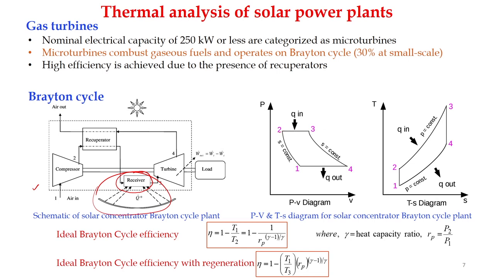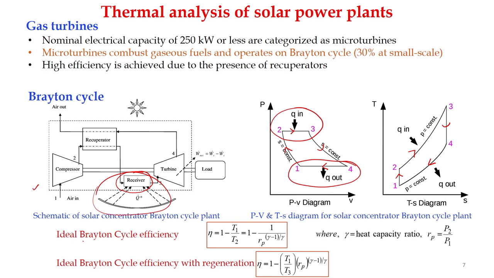As far as the Brayton cycle is concerned, it has two reversible isobars and two reversible adiabatic processes. Process 2 to 3 is the constant pressure heat addition, process 4 to 1 is the constant pressure heat rejection, process 3 to 4 is the reversible adiabatic expansion, and process 1 to 2 is the reversible adiabatic compression. Okay. So, the PV diagram looks something like this: 1 to 2 is the compression, 2 to 3 is the heat addition, 3 to 4 is the expansion, and then 4 to 1 is the heat rejection. And it looks something like this if we draw the T-S diagram. Okay. 1 to 2, then 2 to 3, 3 to 4, then 4 to 1.